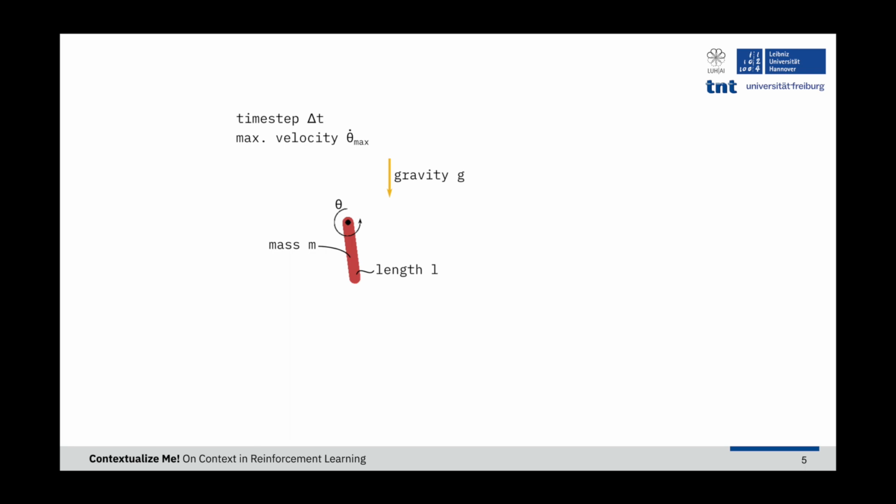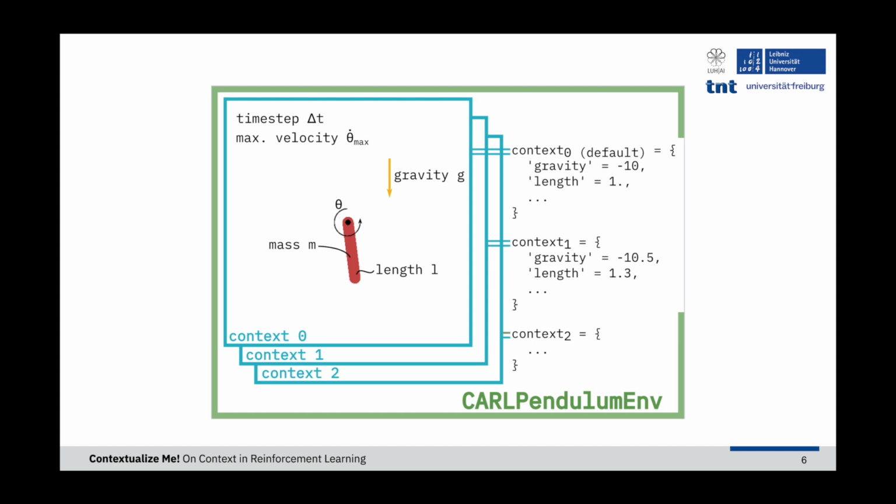And now we can extend our normal environment with our contextualization, which you can also see here. Now we have a set of 3 different contexts with different values. For example, for one we have a higher gravity, for one we have a lower gravity. One pendulum is longer than the other. But the important thing is the principle of the environment doesn't change, and the task the agent needs to solve doesn't change.